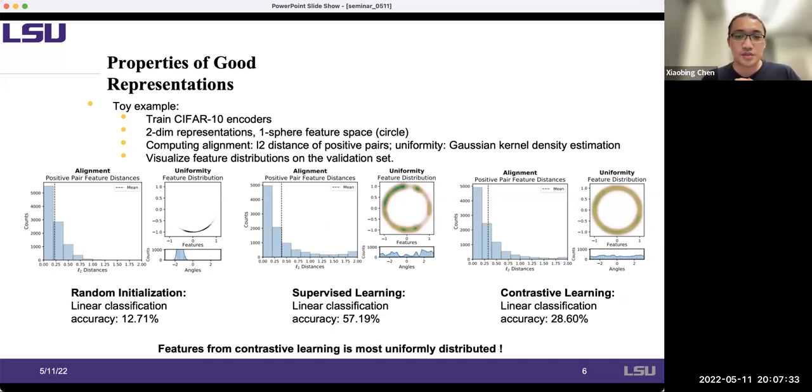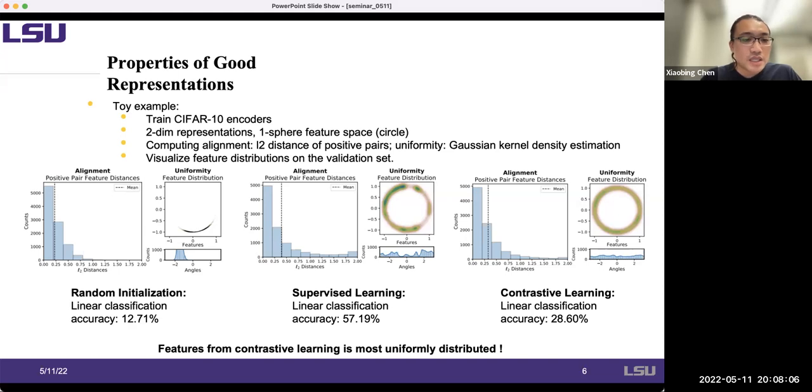And here are three different training schemes. The first one is random initialization. We randomly initialize the encoder and fix its weights, and do the contrastive learning. And here, all those results are for the validation set in the downstream task. That's an image classification task here.